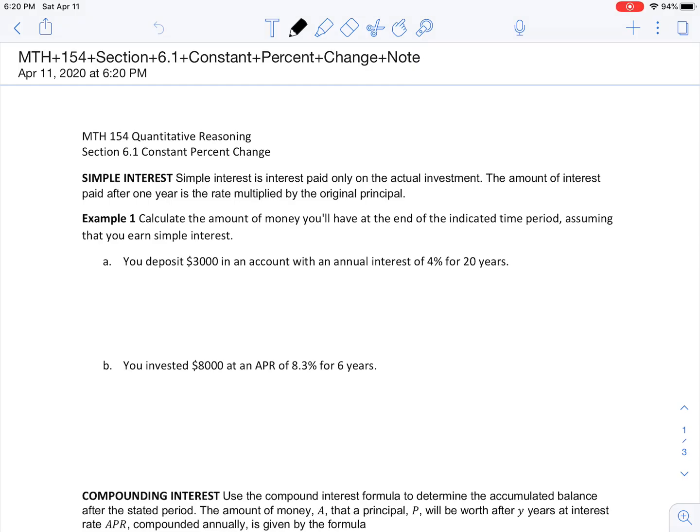Hi, this lesson is for section 6.1. We're going to look at constant percent change. After this lesson, 6.1, you should be able to try your quiz 5 that is open until this Sunday.